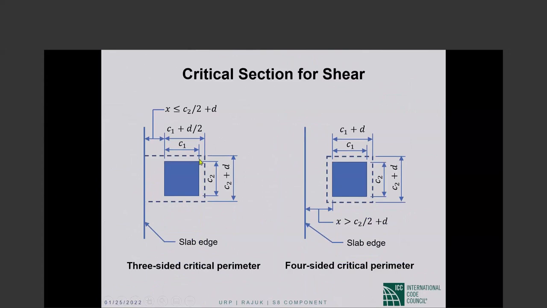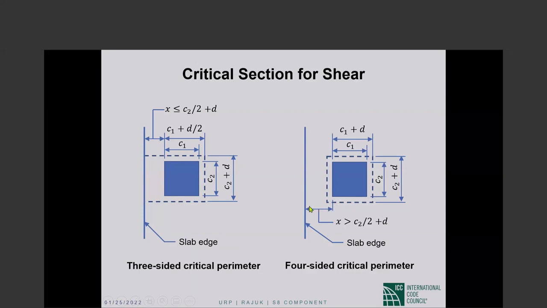So this is the column, and this is the slab that has extended beyond the edge of the column. So this is the cantilever. Here we are saying if the cantilever width, or the overhang of the cantilever, is smaller than or equal to this column dimension divided by 2 plus the effective depth, then we have just three faces to the critical section as shown in this picture.